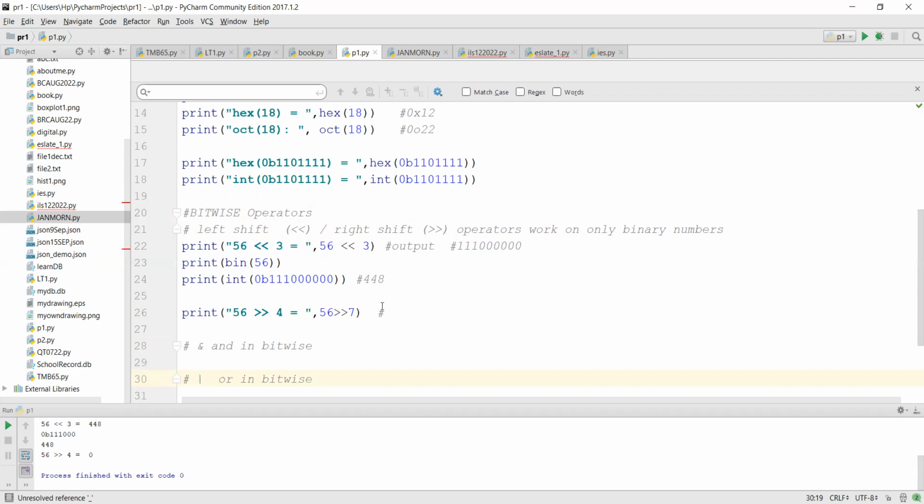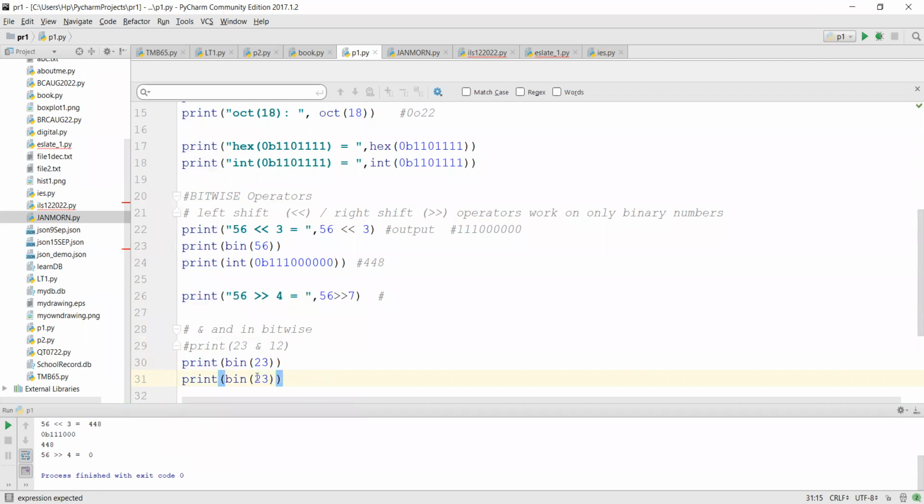So if I perform print 23 and 12, what do you get? First it will convert into binary. So let's first convert 23 into binary, and 12.